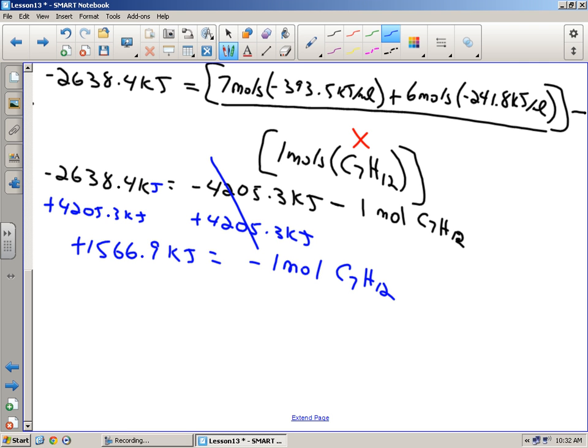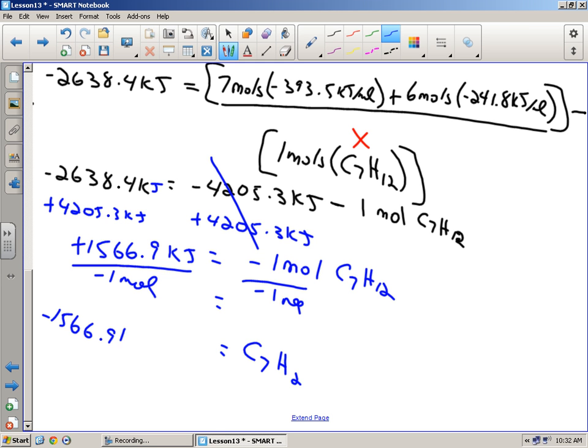And of course, if I want to solve for 1 mole of that, C7H12, I divide both sides by, if I want to get this by itself, a negative 1 mole, right? And divide by a negative 1 mole here. And C7H12 turns out to be a negative 1566.9 kilojoules per mole.